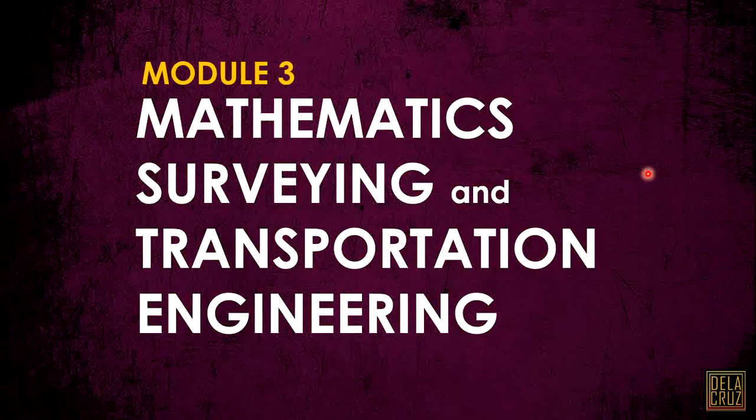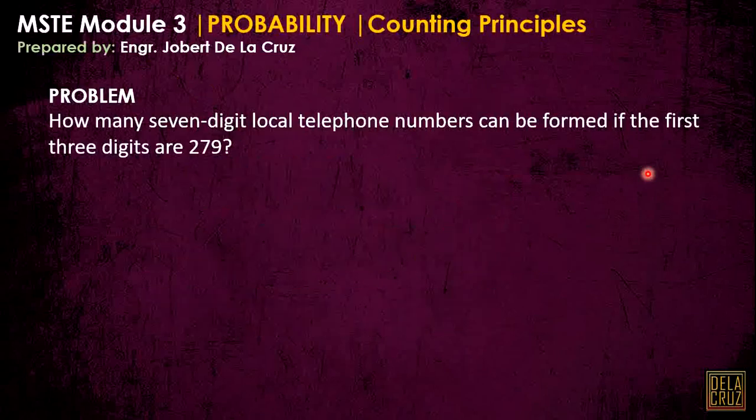Here we will solve a problem and simultaneously discuss its principle, or how it works. To begin with this problem: How many 7-digit local telephone numbers can be formed if the first 3 digits are 279? How can we deal with this problem?